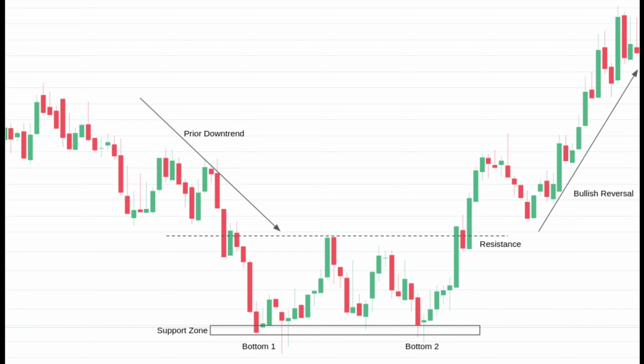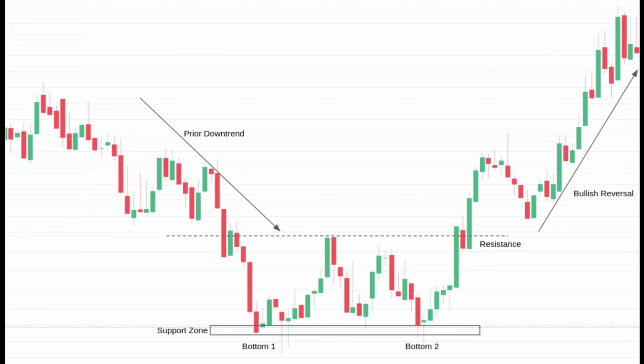Below the second bottom. A common approach is to set the stop-loss order slightly below the second bottom. This allows for a buffer in case the pattern fails and the price continues to decline. The idea is that if the price falls below the second bottom, it may indicate a failure of the pattern and a potential trend continuation in the downward direction.